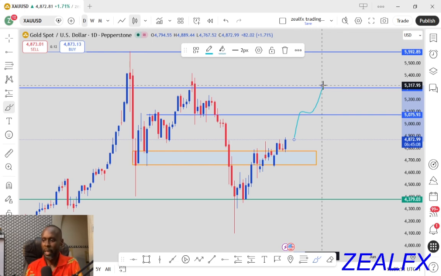So let's be patient and wait for this setup to play out. If you join my Telegram group, I might be posting this trade there, so you can trade this particular good trade together.